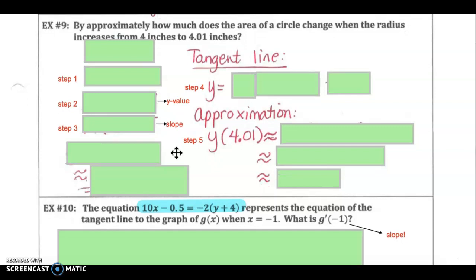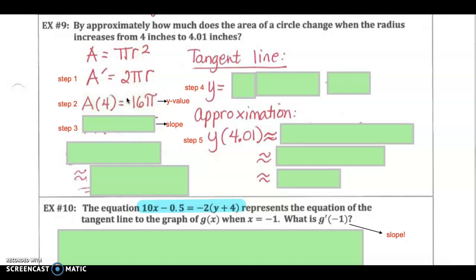Example 9, by approximately how much does the area of a circle change when the radius increases from 4 inches to 4.01 inches? So first of all, we need to know the area of a circle is pi r squared. Okay, so then we're going to take that and find the derivative first. So that's 2 pi r. Step 2, we want to find that y value. So to find the y value, we plug in 4 to our original. So it'd be pi times 4 squared, which is 16 pi.